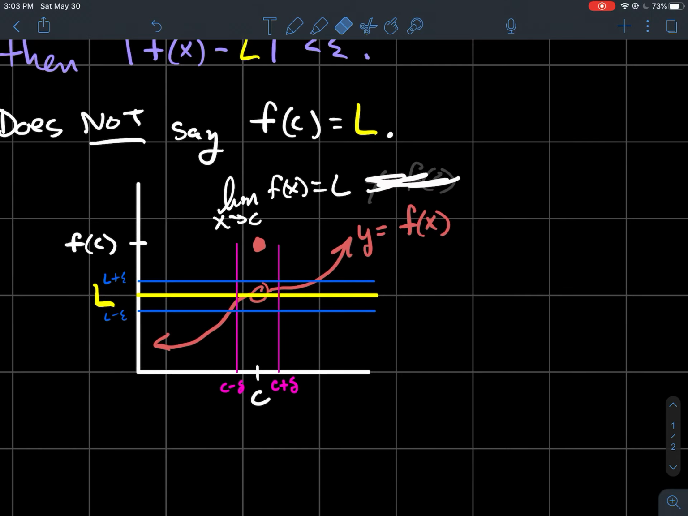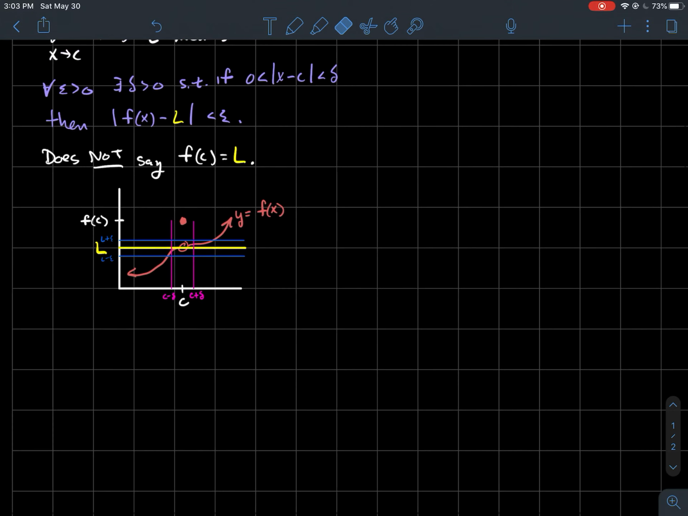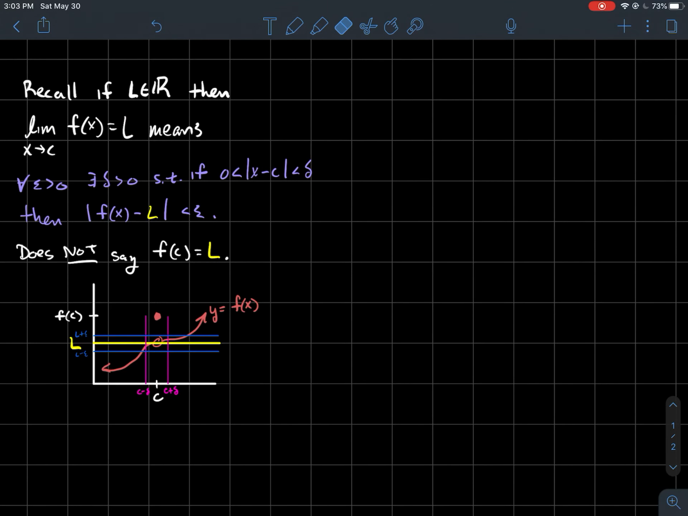So what we're going to focus on is, what are the functions where the limit is equal to the output of the function at this cluster point? That's what we'll call continuity. That's what we'll call continuous functions. So I'm going to erase some of this stuff. Bear with me while I do that.